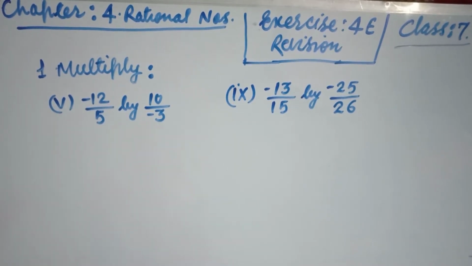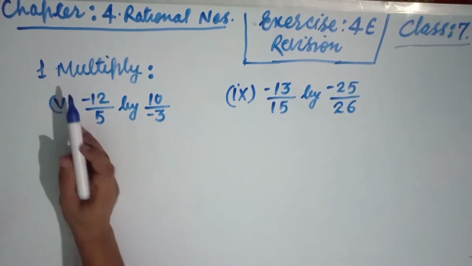Class 7th, chapter number 4, Rational Numbers. This is a revision session, friends, because we had already learned about rational numbers, their definitions, types and all the things with their examples. So we will solve a couple of questions of exercise 4E. So let's get started, friends.